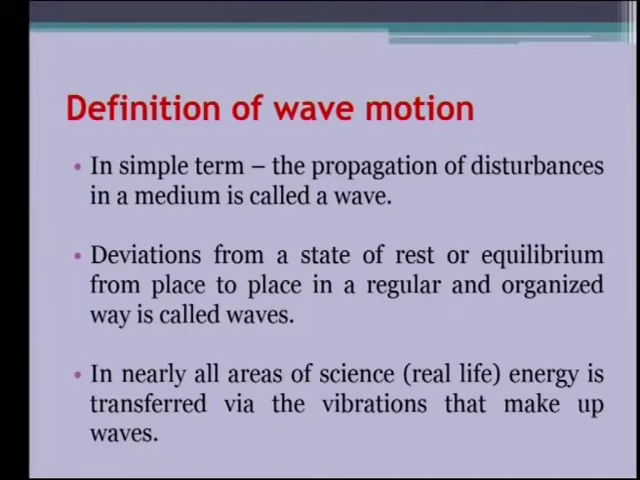What is a wave? And this gives us some easy definitions for understanding the wave motion. In simple term, the propagation of disturbances in a medium is called wave. It is just the disturbance that is travelling in a medium. What is meant by disturbance? We need to learn much more about that. That is what we are going to learn in this lecture. And let us see the other definitions also.